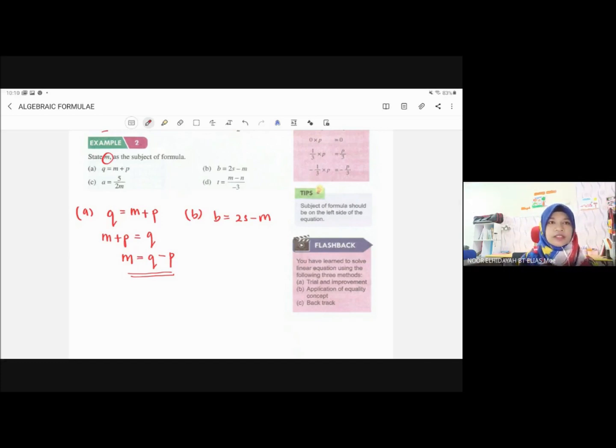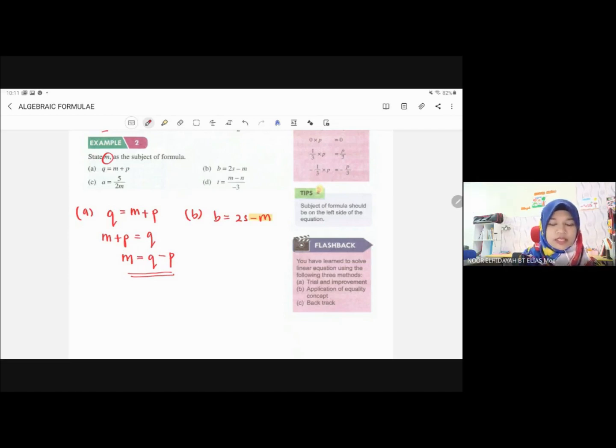Okay, sekarang ni awak tengok. Untuk B ini, koefisien M is negative. Depan M tu ada negatif. So kita jangan tukar macam kita buat soalan A tadi. Bila ada negatif, tak perlu tukar kedudukan dia. Okay, kita cuma akan tukar yang kita nak sebagai subject formula sahaja.